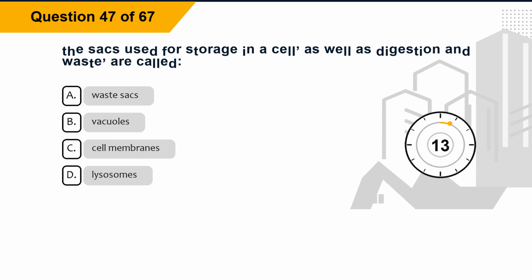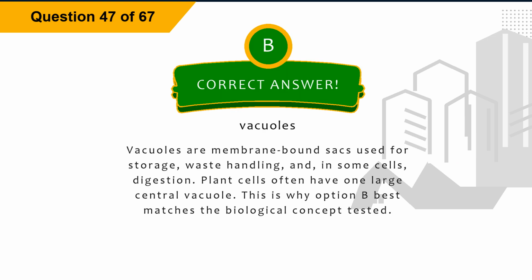Question 47. The sacs used for storage in a cell, as well as digestion and waste, are called option A, waste sacs. Option B, vacuoles. Option C, cell membranes. Option D, lysosomes. The correct answer is option B, vacuoles. Explanation: vacuoles are membrane-bound sacs used for storage, waste handling, and, in some cells, digestion. Plant cells often have one large central vacuole. This is why option B best matches the biological concept tested.